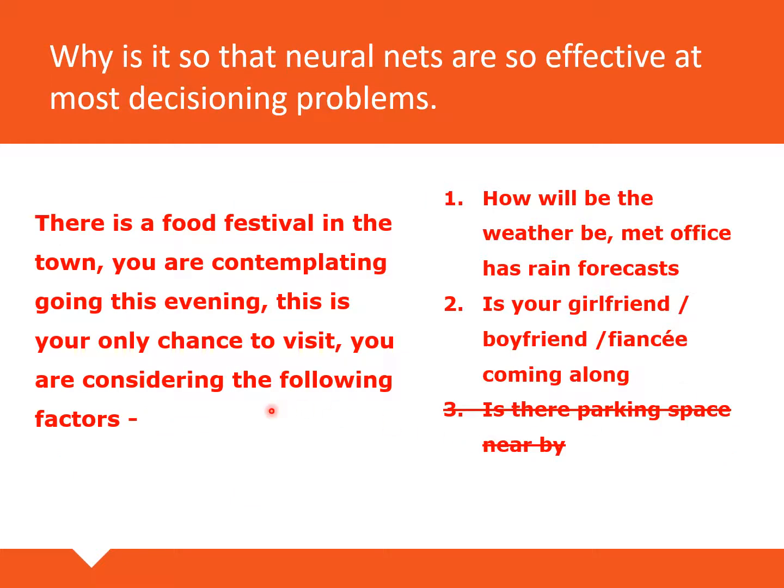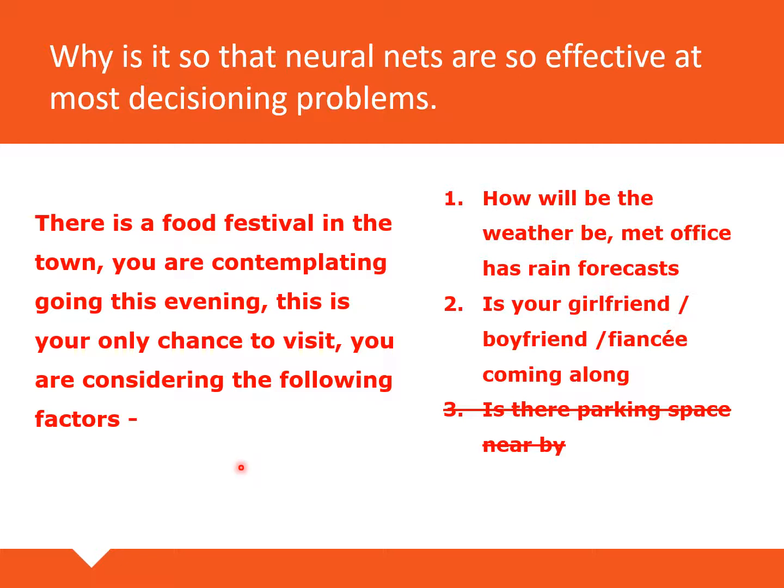So, in order to zoom into one of the particular perceptrons of the network, let us go back to this example, and I'm sure you recall this example because this is what we started with in the first video. In this example, we are talking about a decisioning task, which is basically to decide whether or not you want to go to an event in the town which is happening in the evening, and the event happens to be a food festival.